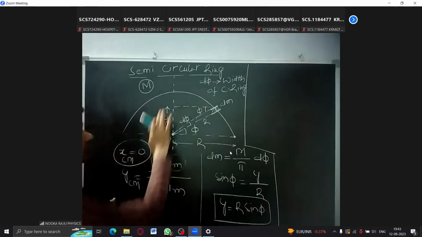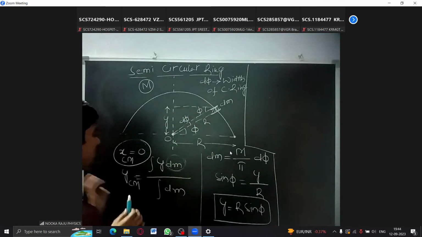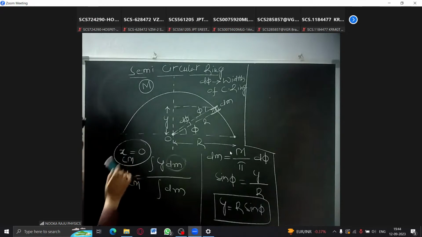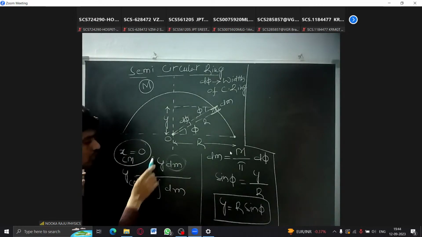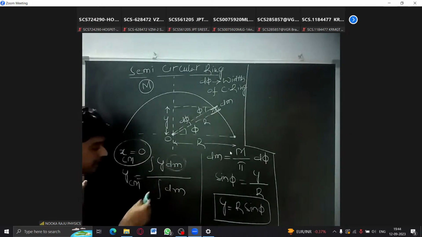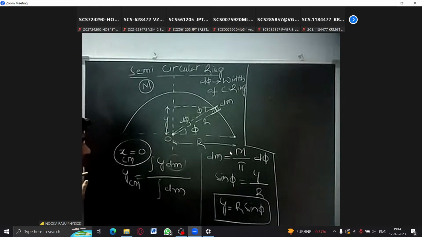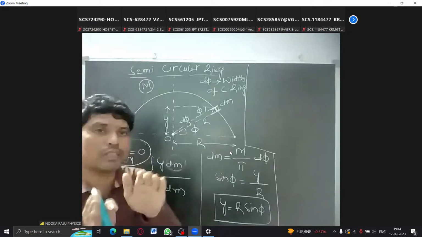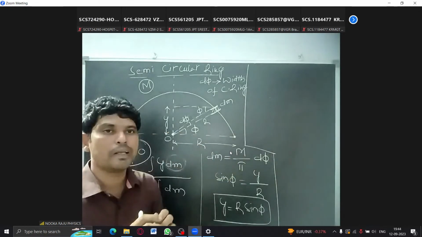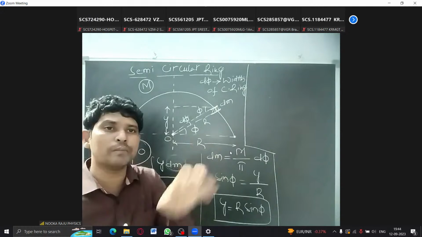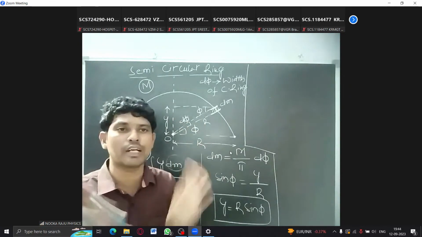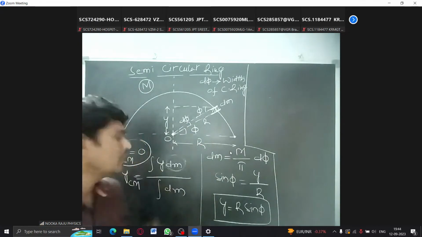Now according to the given diagram, we are going to calculate the YCM value, because XCM is already 0. YCM equals the integration of y dm divided by the integration of dm. I need you to try to understand this point. First, you have to convert into similar terms. If you have more variables, the calculation will be very difficult. Am I right?